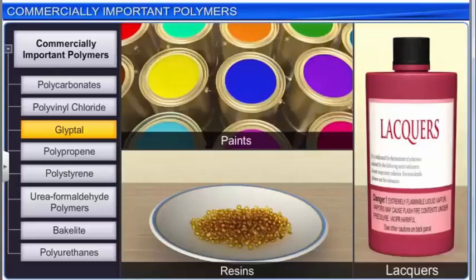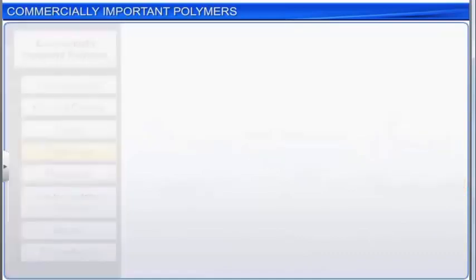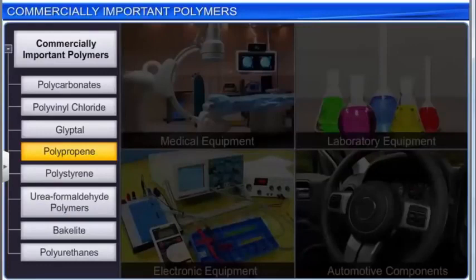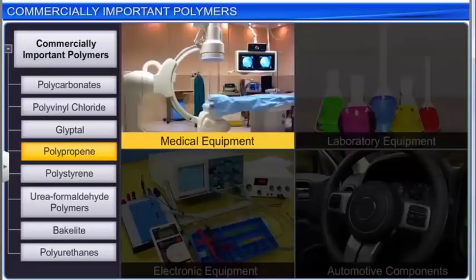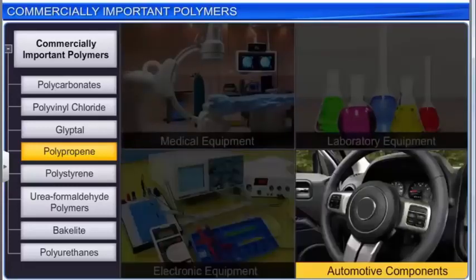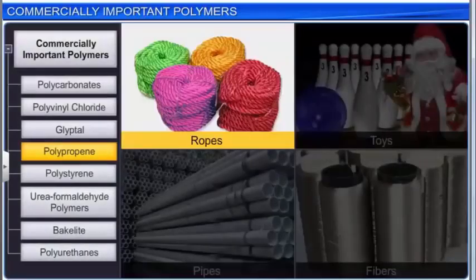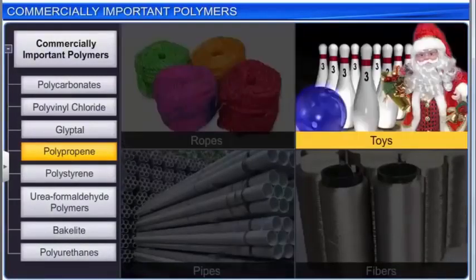Polypropylene is an addition polymer of propene. It is abbreviated as PP. Polypropylene has a range of uses. It is used in the manufacture of medical equipment, laboratory equipment, electronic equipment, and automotive components. It is also used to make ropes, toys, pipes, fibers, and so on.